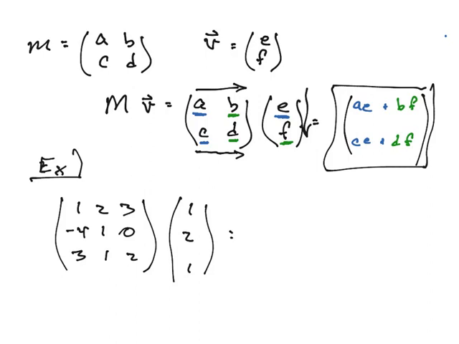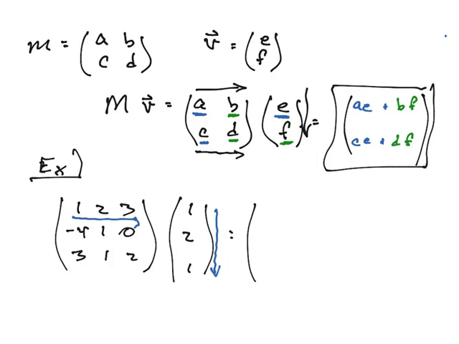All right, so the answer we're going to get is going to be a vector of length 3, because we're starting with a vector of length 3, and it's a 3 by 3 matrix. And now we're going to do the first row times the column of the vector, and we're going to go across.